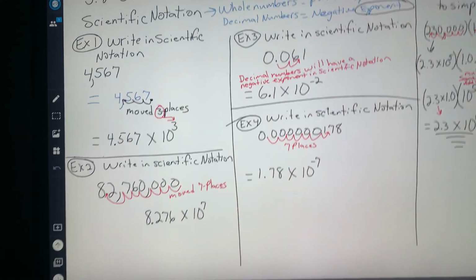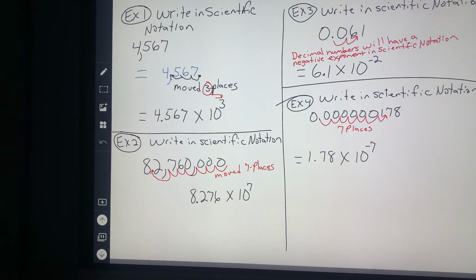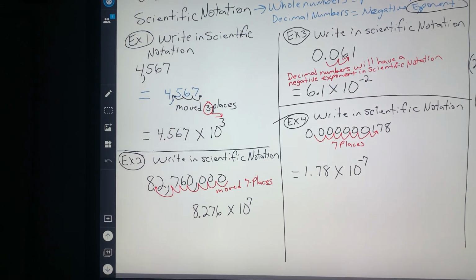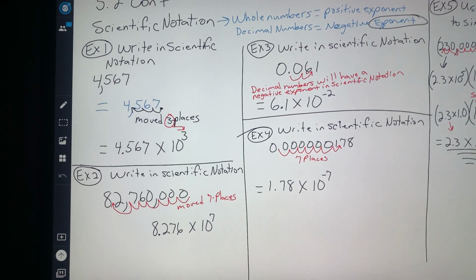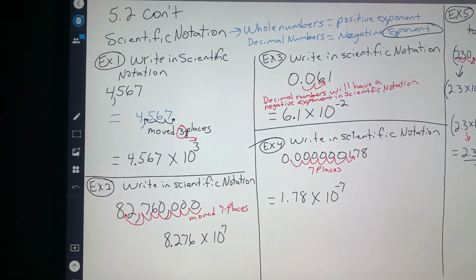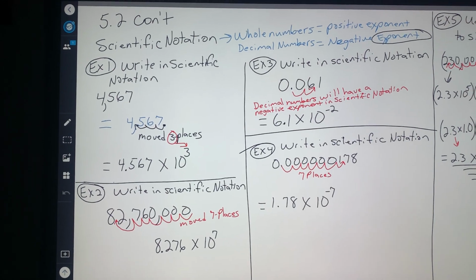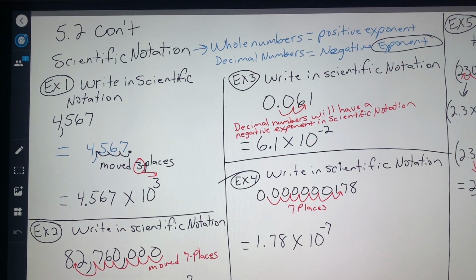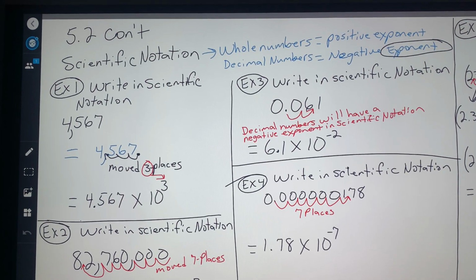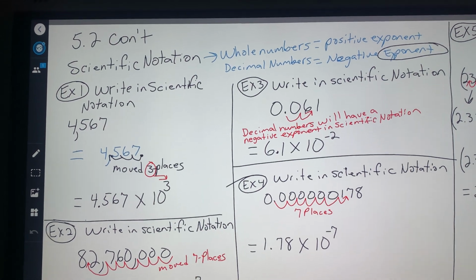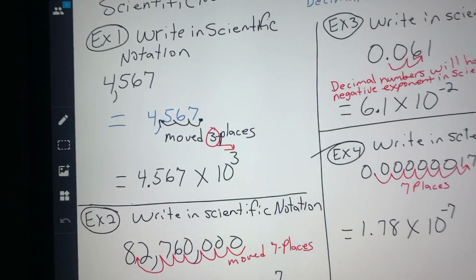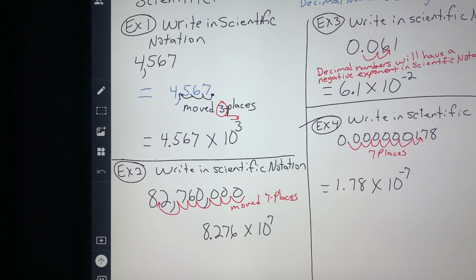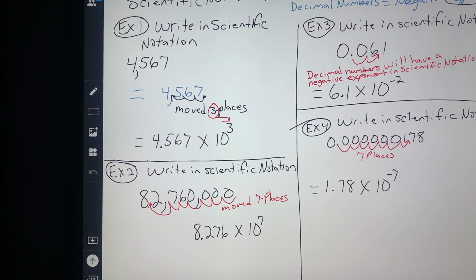Here we have scientific notation, and in scientific notation, whenever we're given a whole number, we're going to wind up with a positive exponent. Whenever we're given initially a decimal number to change into scientific notation, we're going to have a negative exponent. So in this first example, we have the whole number 4,567. That's a whole number.